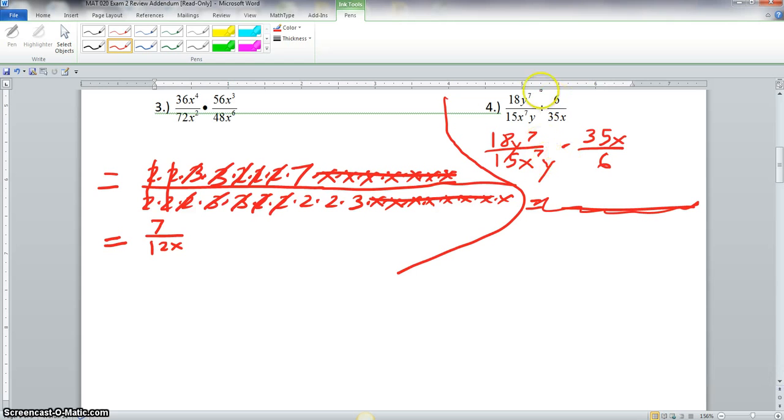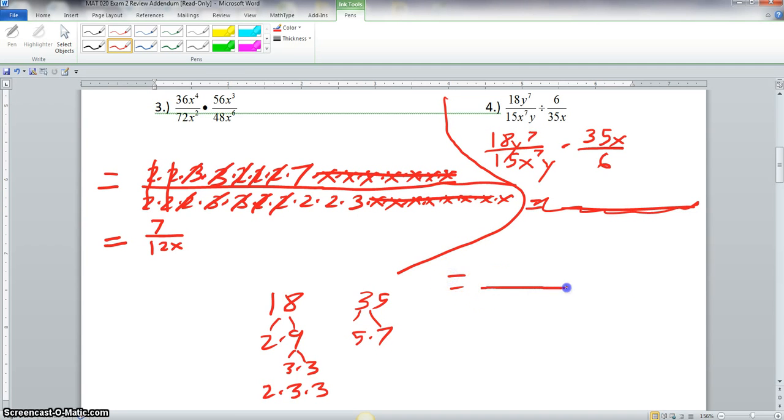We need to do the prime factorization of 18, and I'll write that over here. That'll be 2 and 9, and then 3 and 3. So it'll be 2, 3, and 3 for 18. And then we need the prime factorization of 35, which would just be 5 and 7. So now, our top numerator will have 2, 3, and 3, and also 5 and 7. And then we will have 1 x, and then we have 7 y's.